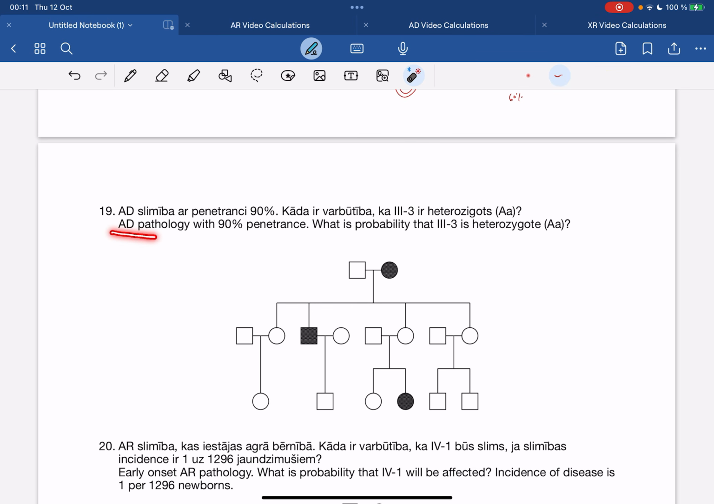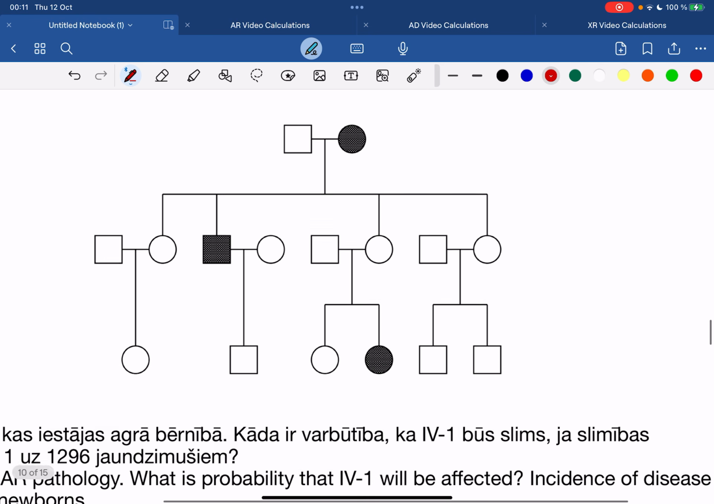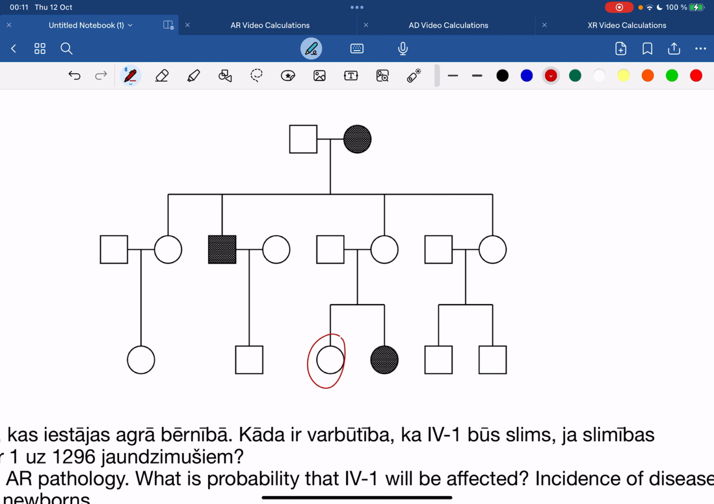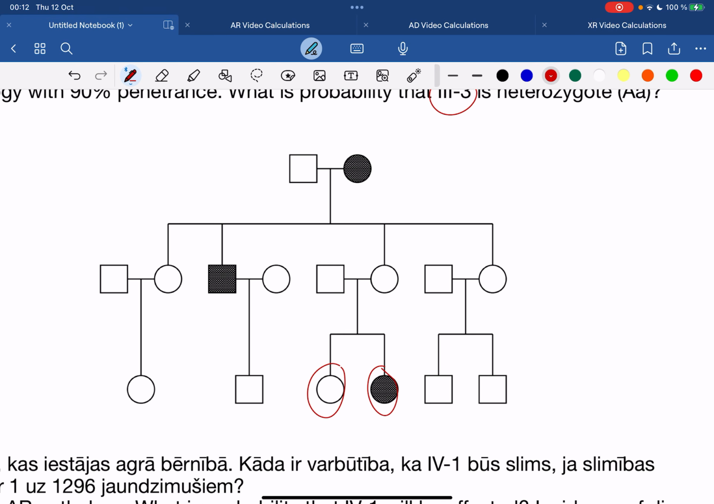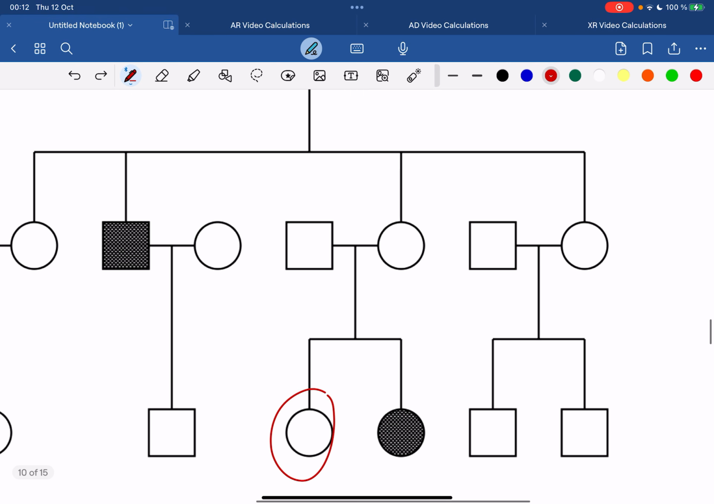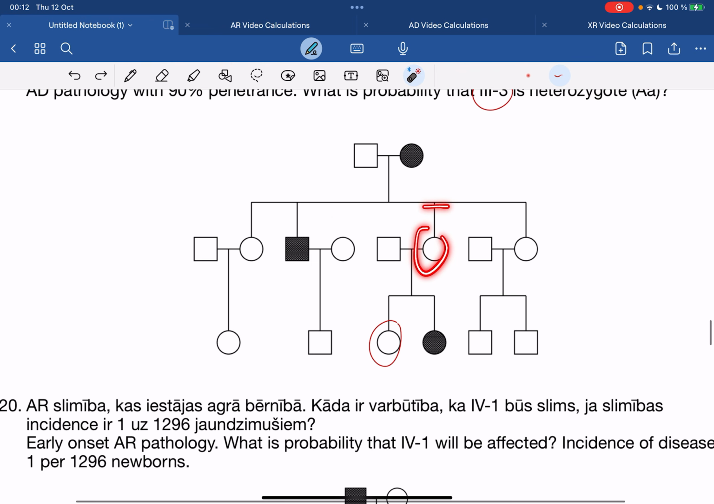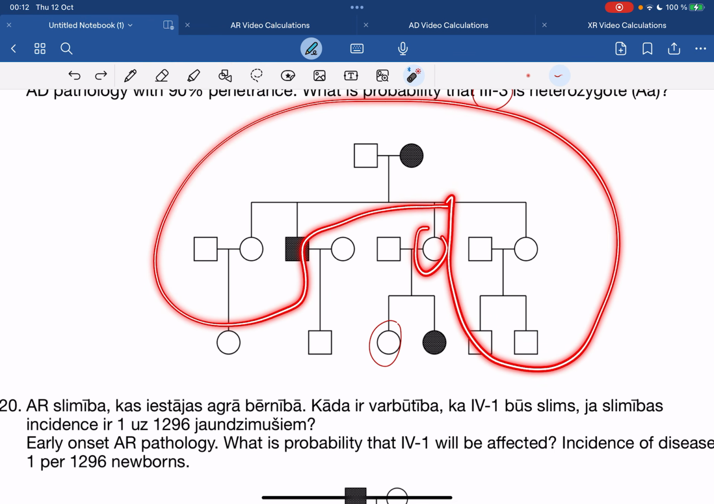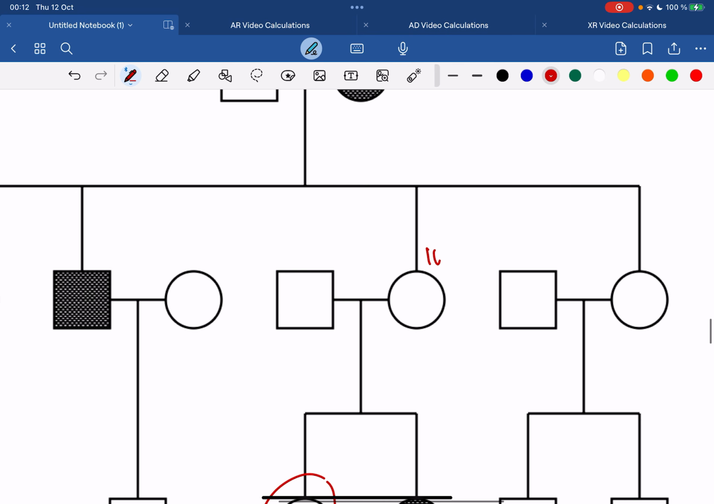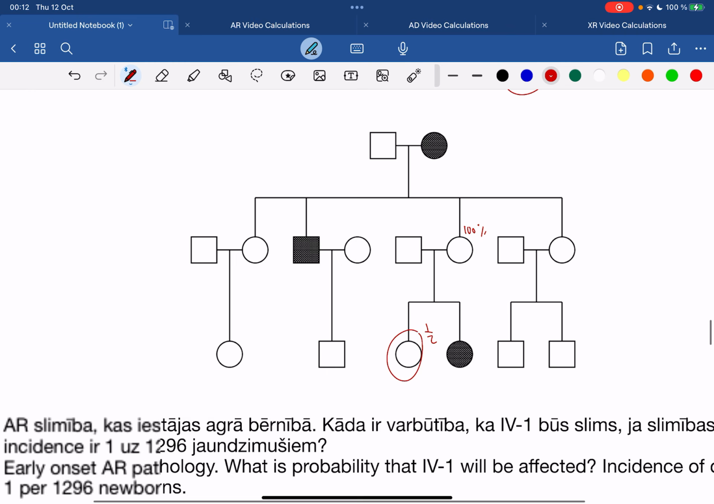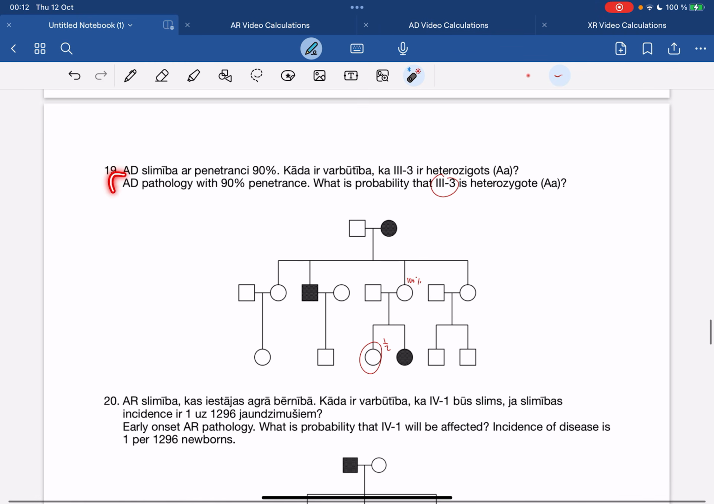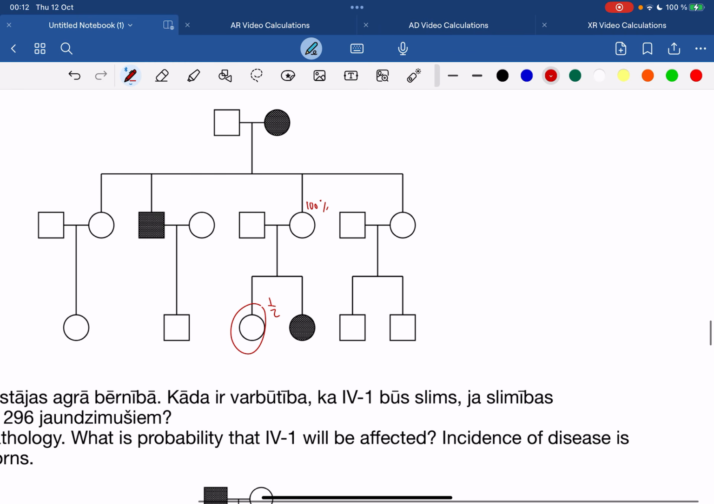Next up is autosomal dominant pathology with the 90% penetrance. What is the probability that 3-3 will be heterozygous? So 3-3 is right this person. And we know for sure that they have a sibling that is affected. That means that the parent that has a previous history of this illness will be 100% a carrier. Meanwhile, her daughter will only be half. But since we're dealing with autosomal dominant, we have to apply a Bayesian table.